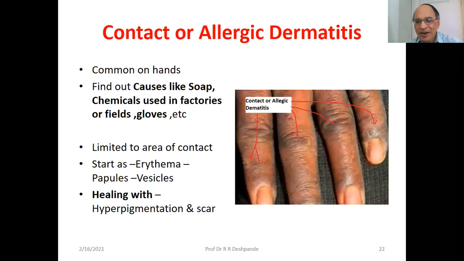Contact or allergic dermatitis, spot diagnosis, common in the hands. Can you see over here? Caused because of the soap, chemicals used in the factories or fields, gloves. Okay, limited to the area of contact, starts with erythema, papules, and vesicles. It gets healing, but hyperpigmentation remains, and sometimes scar also may remain.